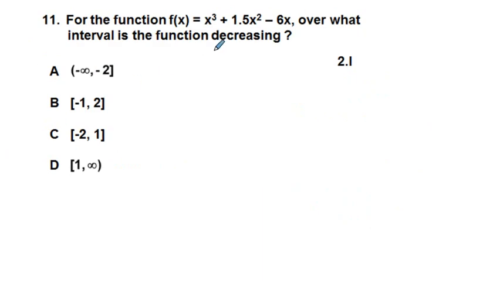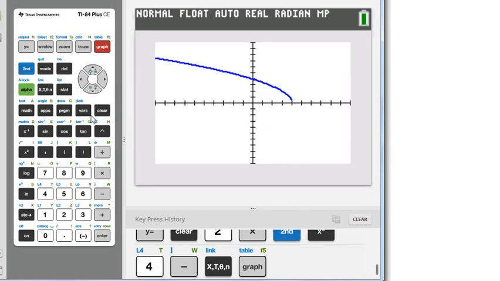Next, 11. For the function f of x equals x cubed plus 1.5x squared minus 6x, over what interval is the function decreasing? This is intended to be a calculator problem, and there are other ways you can do this without a calculator, but that's really getting into calculus. So let's go to the calculator here.